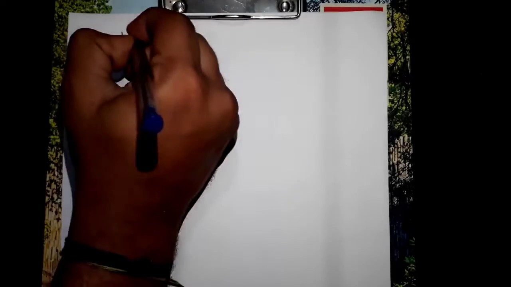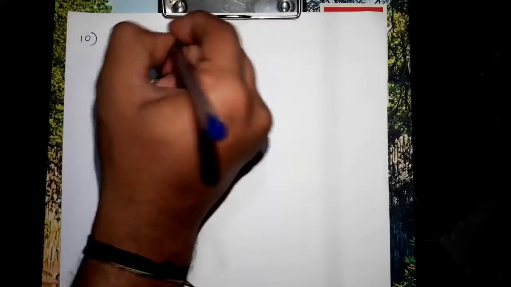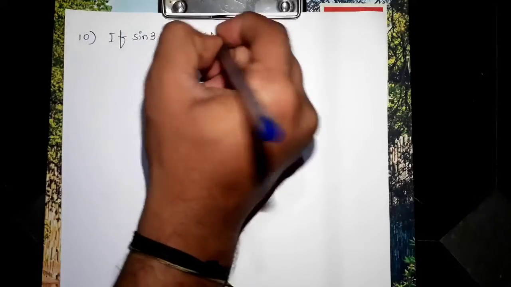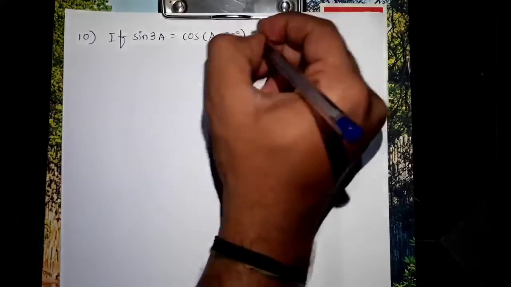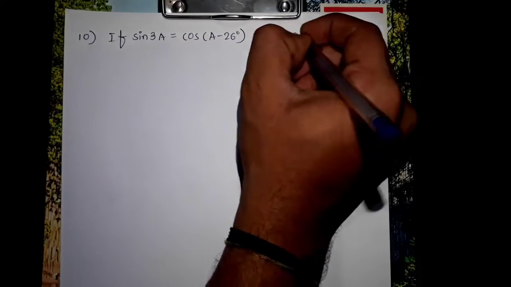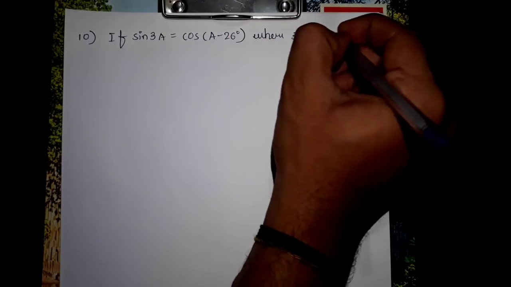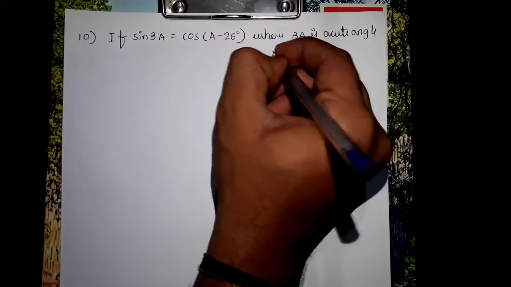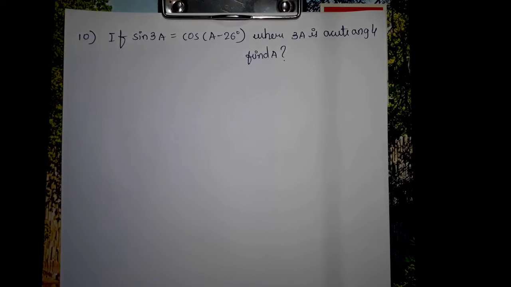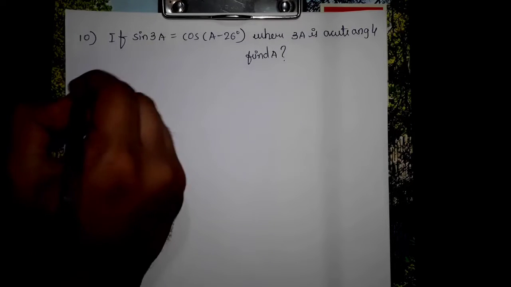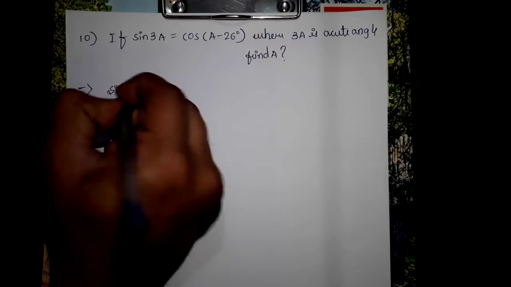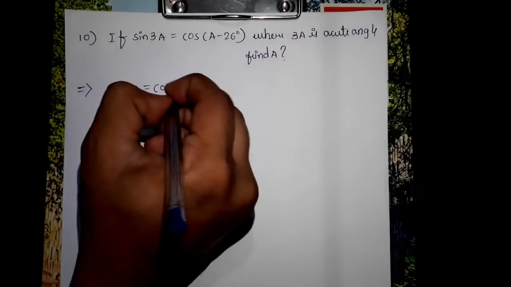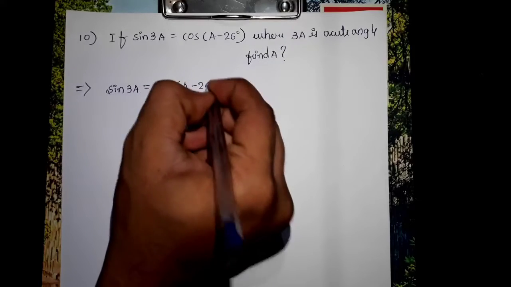Now let us go to question number 10. That is, if sin 3a is equal to cos of a minus 26 degree, where 3a is an acute angle, find the value of a. Now what is given here? We are given sin 3a is equal to cos of a minus 26 degree.